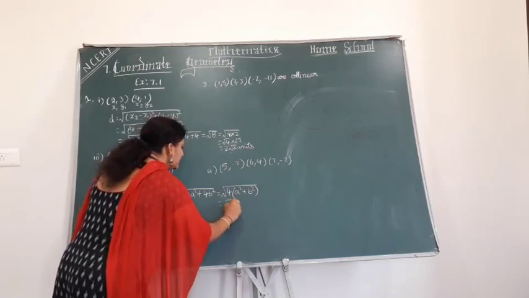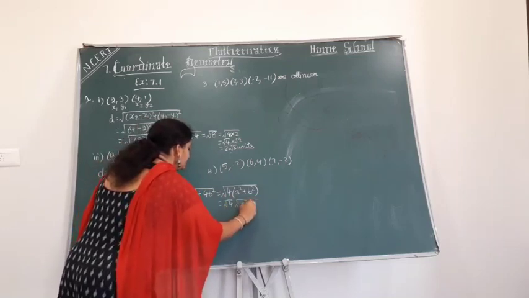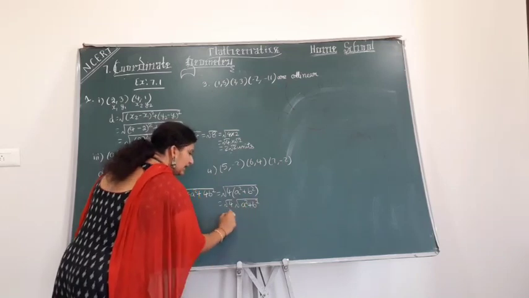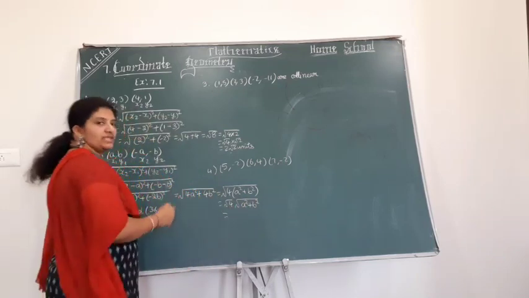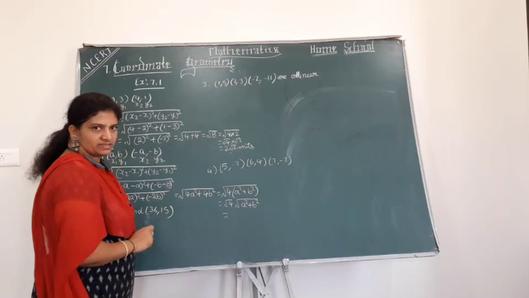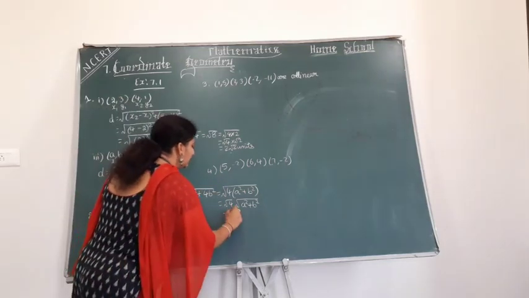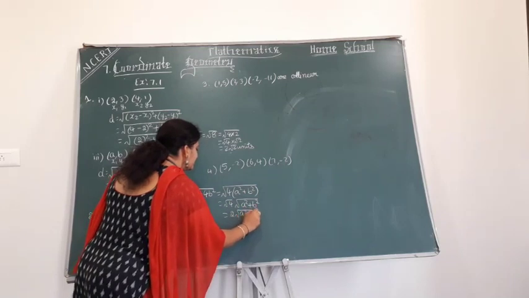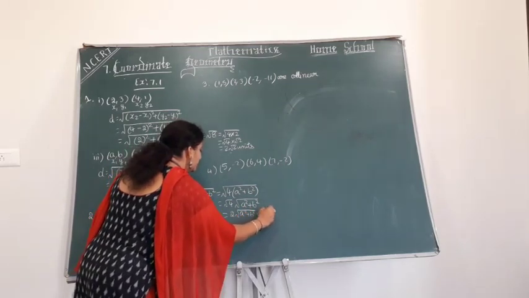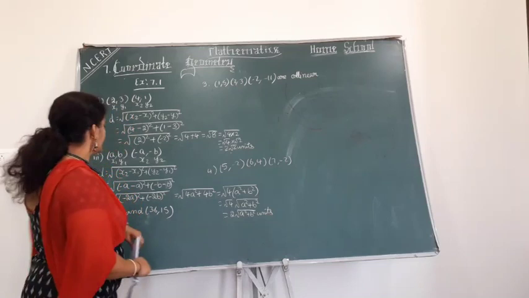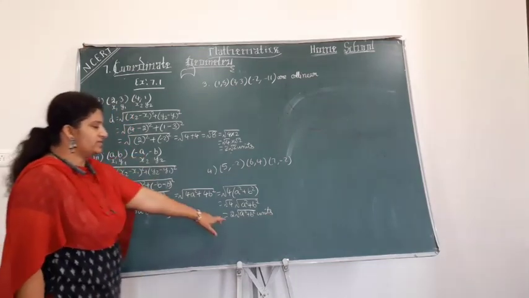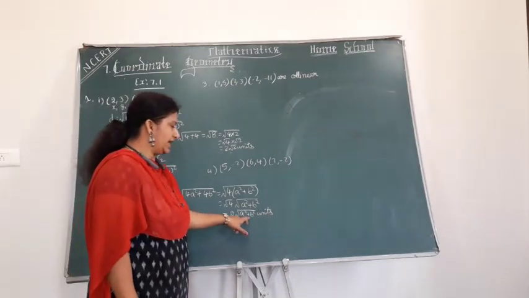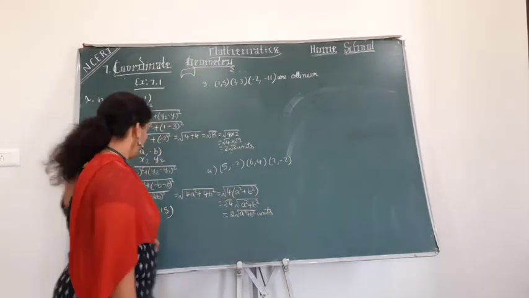Now again split your set. Directly you can do, but when you are starting, you have to do in this manner. Next step, directly you can go with the last answer. It will be 2 root of a square plus b square units. Don't forget to write units. The distance of these two coordinates is 2 into root a square plus b square units.